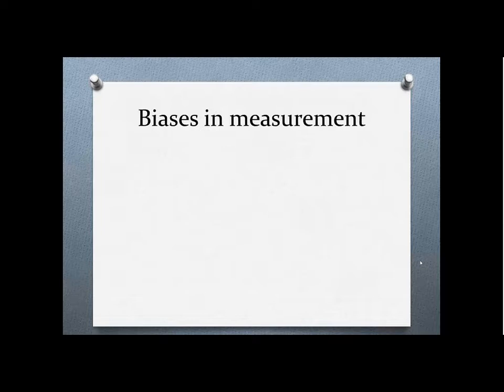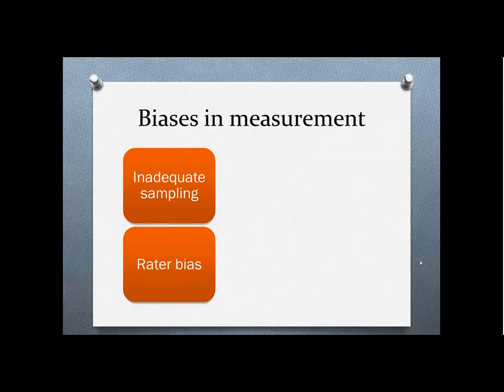We then move to talking about measurement biases. And I talked about this earlier because we're simply human and we don't have a completely objective view of the world. So being aware of some of the biases may help you try to get your instrument more valid. One category of bias is inadequate sampling, and the other one is rater bias.